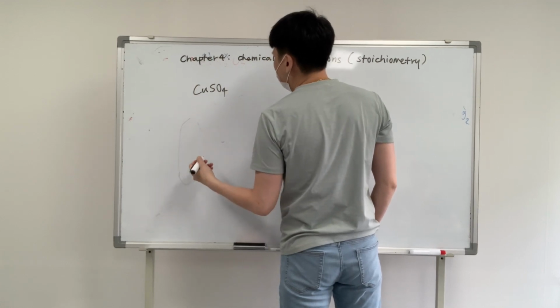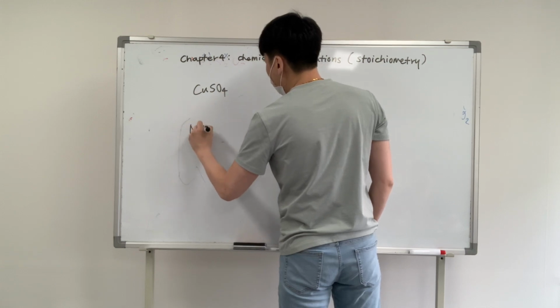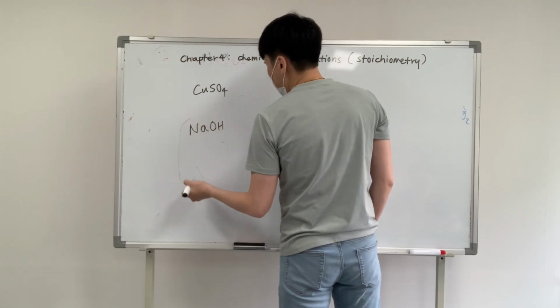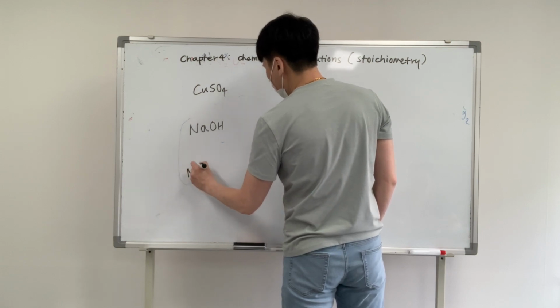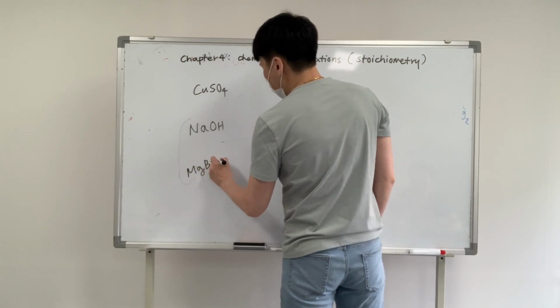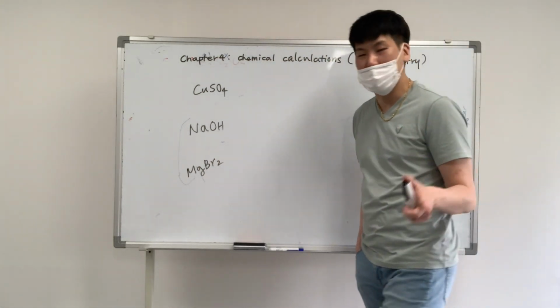CuSO4, so what else we got? Say NaOH. I'll just try 3. MgBr2. Right, so here, first of all, let's quickly review last class.